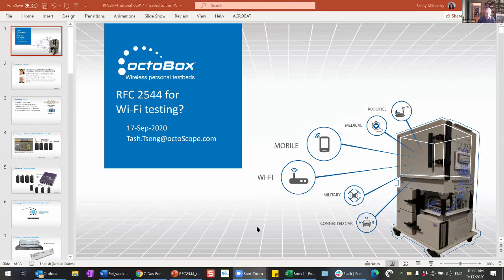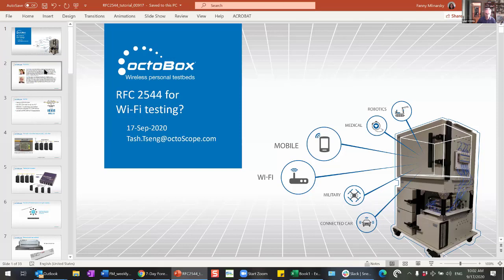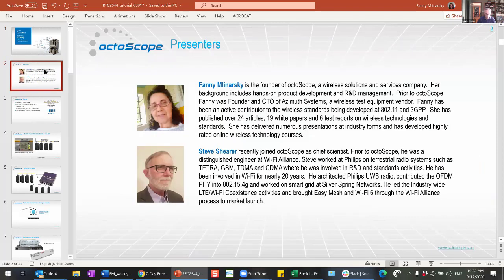So today, we're going to describe other similar tests, starting with the IETF RFC 2544, and we're going to expand the story from there. So we're honored, actually, to have as our first speaker today, Fanny Lenarski, who's the founder and CEO of octoScope. Fanny has a long history in the wireless test field, and she actually has direct experience in defining some of the test suites that we're going to discuss today.